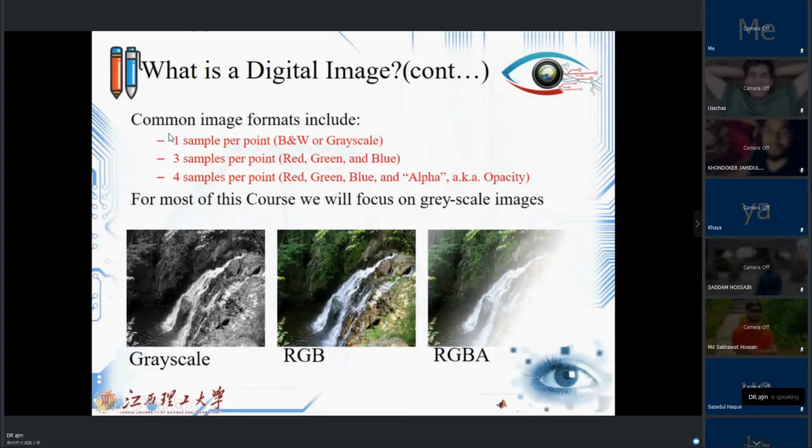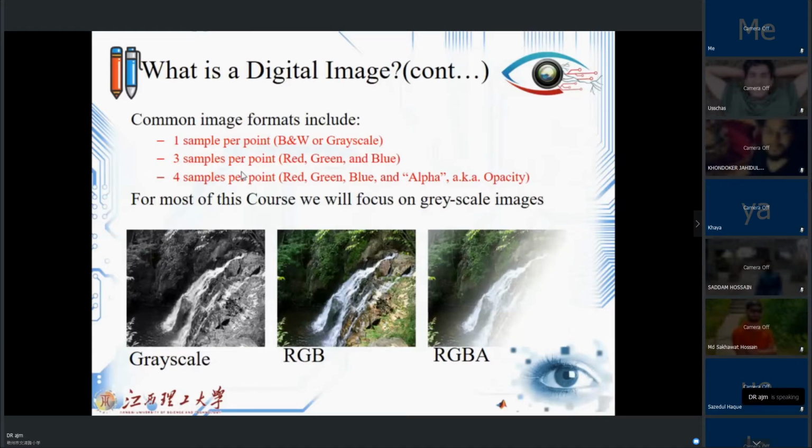One sample per point we can have. If we take 3 samples per point, then we can have RGB, or red, green, and blue. And if you take 4 samples per point, you have red, green, blue, and alpha, something like the RGBA one, which I show you here. Then, regarding the number of samples, the bits of the figure or picture will change, and then we can work on this.